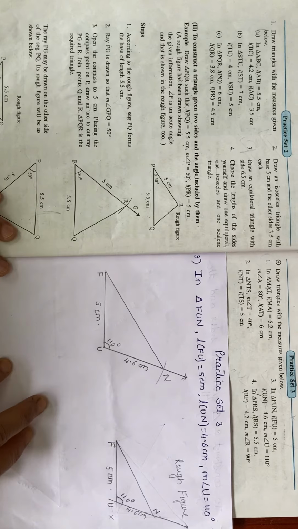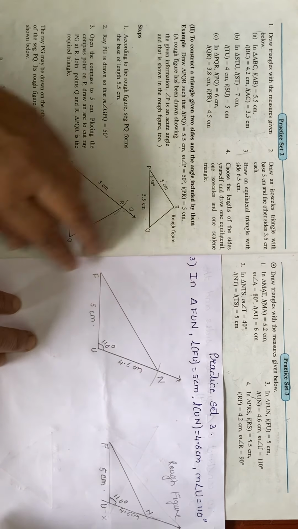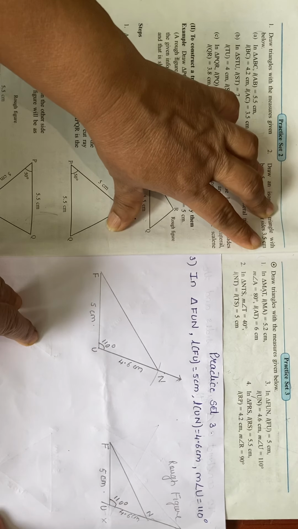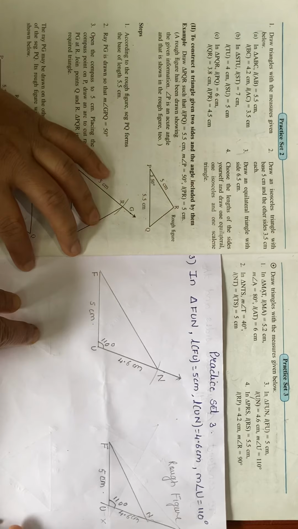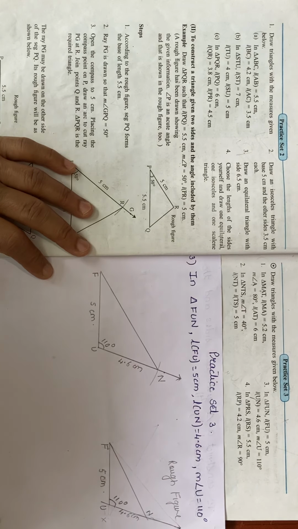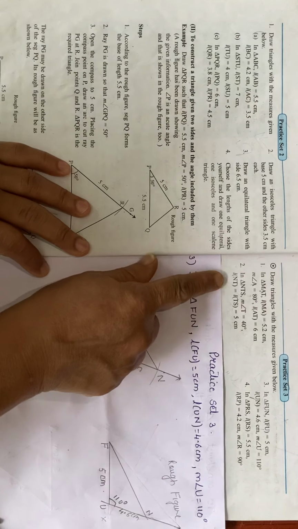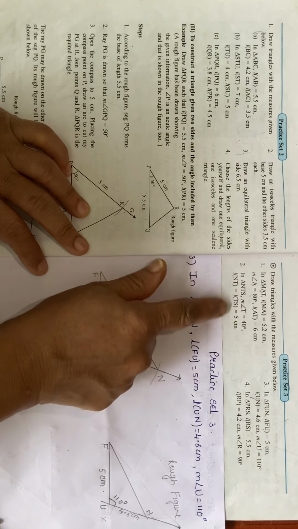Problems, practice set 3. The first one is: draw triangles with the given measures below. Triangle MAT, length MA is 5.2 centimeters, angle A is 80 degrees, length AT is 6 centimeters. Second one is triangle NTS, measure of angle T is equal to 40 degrees, length NT is equal to length TS is equal to 5 centimeters. Draw both the sides equal.